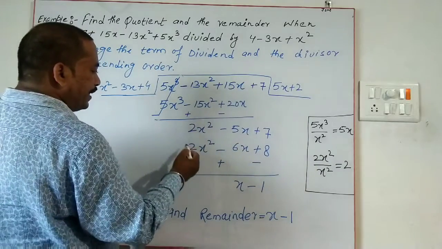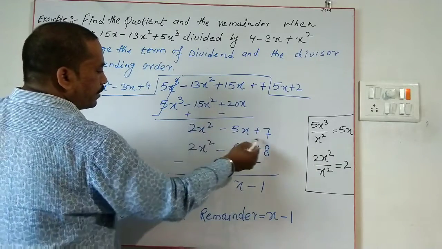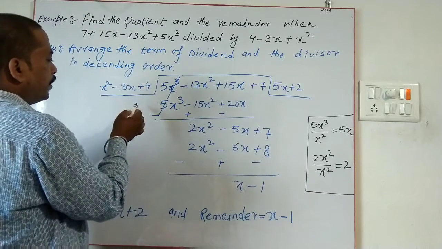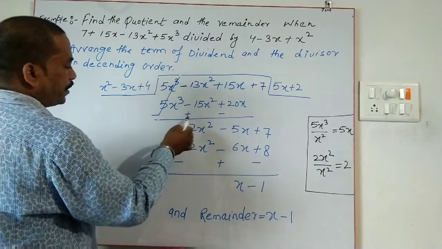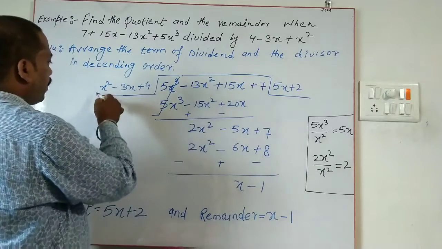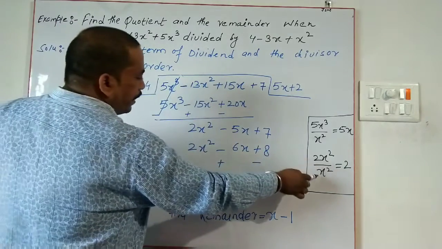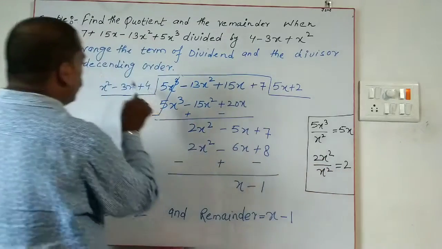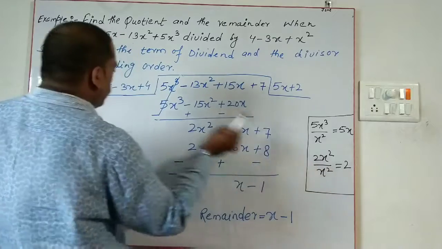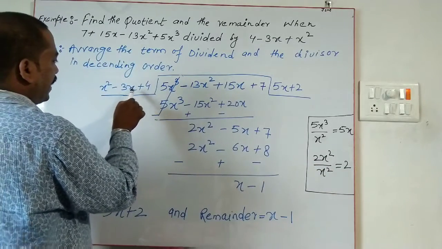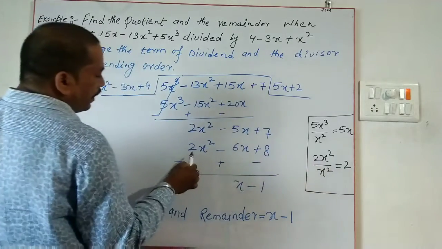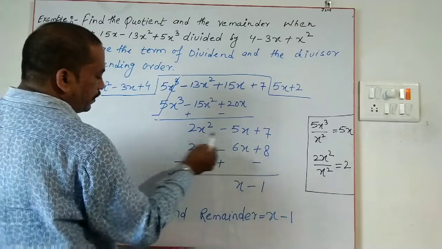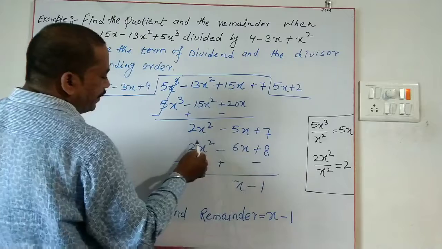Now our new dividend is this 2x square minus 5x plus 7, and the divisor is the same, x square minus 3x plus 4. Now we will divide the first term of the dividend by the first term of the divisor. So 2x square divided by x square, we will get 2. Now we will multiply the whole divisor with 2. When we will multiply x square minus 3x plus 4 by 2, we will get 2x square minus 6x plus 8. Now we will subtract the result from the dividend.